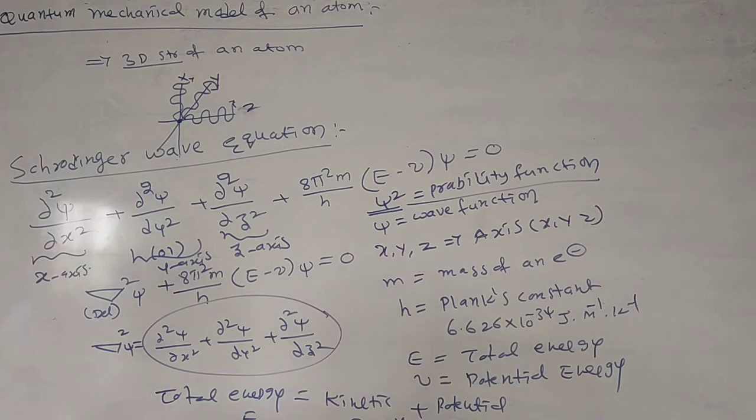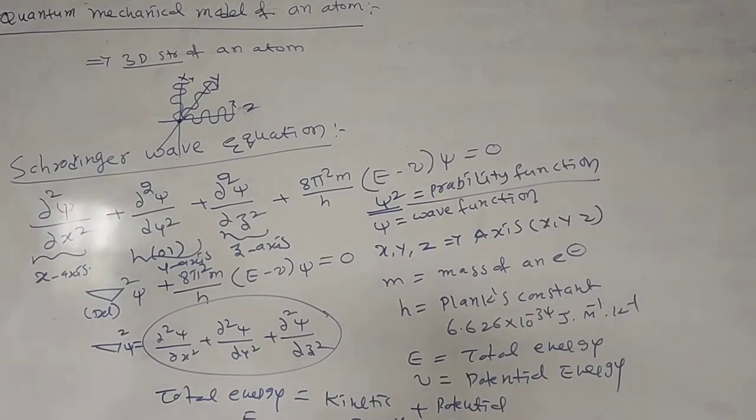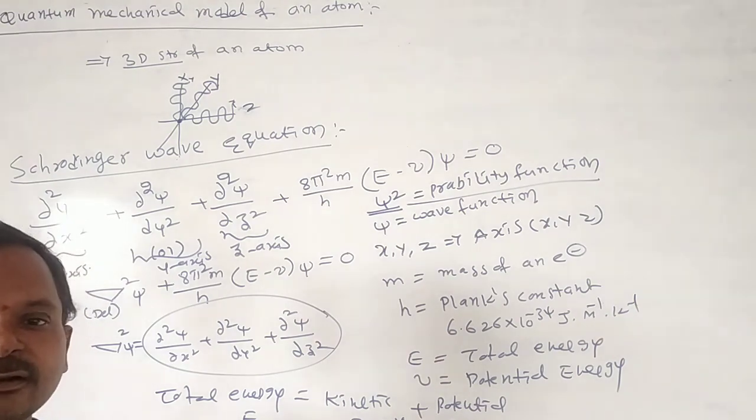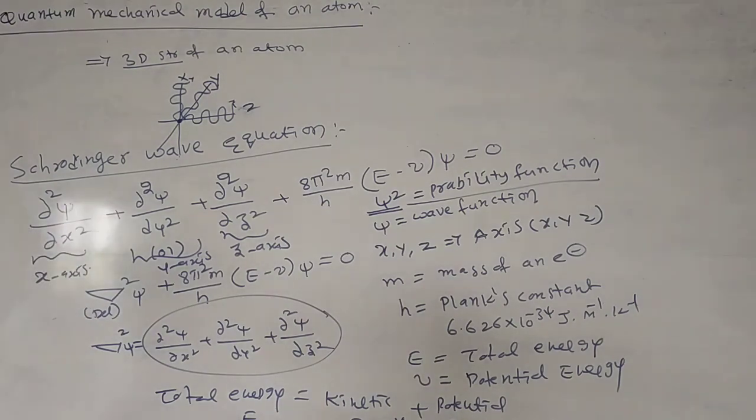These are the different models. Tomorrow we will continue with atomic orbitals. What is an orbital? What is a nodal plane? Various types of orbitals and electronic configuration. We will have different concepts in continuation. Thank you.